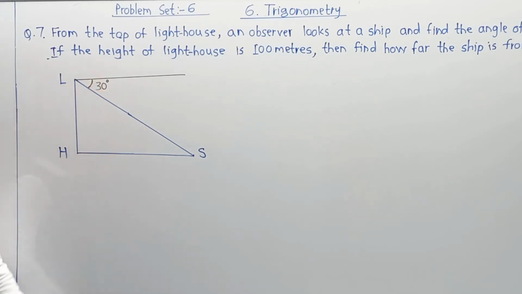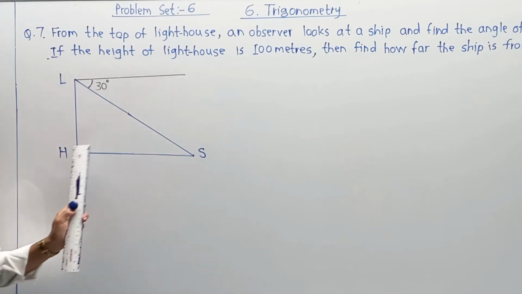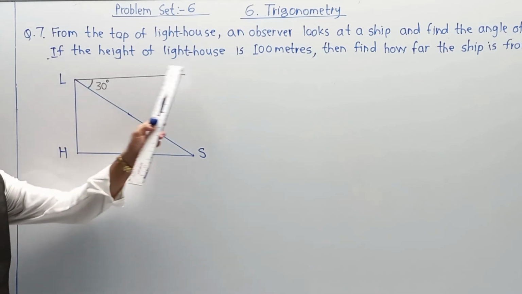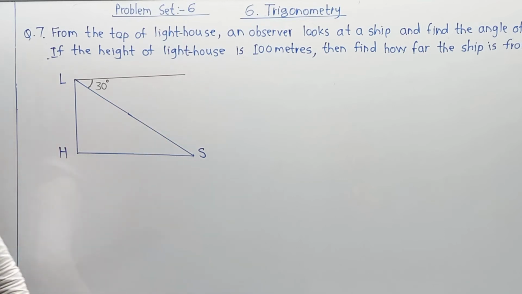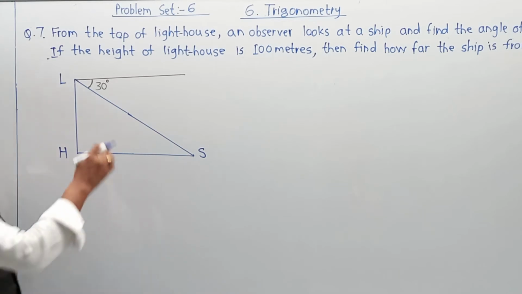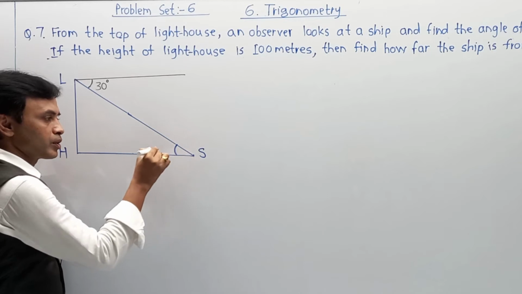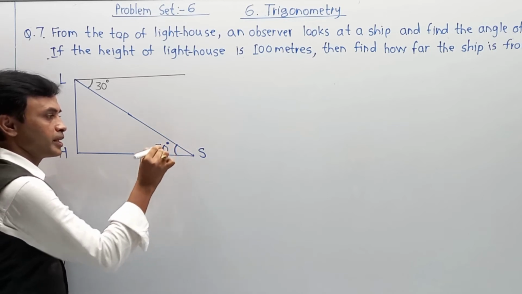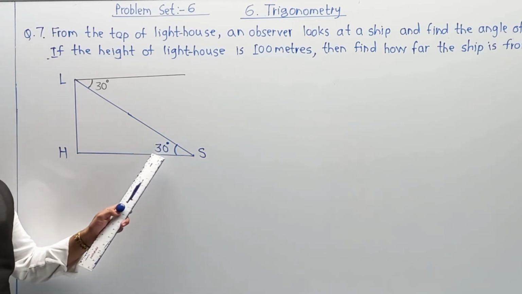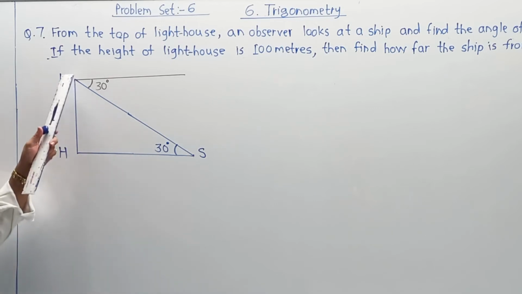Now the next part is this 30. In this case you can say that this line is parallel to this line. This line is parallel to HS and LS acts as a transversal, so your alternate angle becomes 30 degrees. And in a numerical we are going to consider this part. So first, declaration one by one.